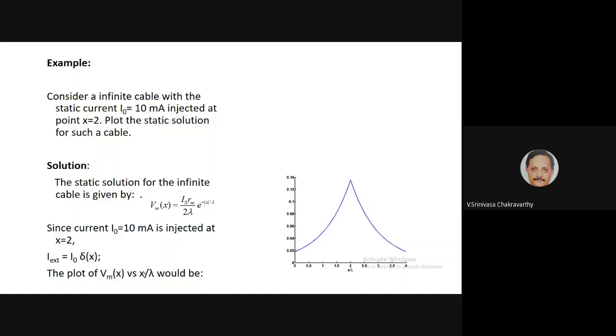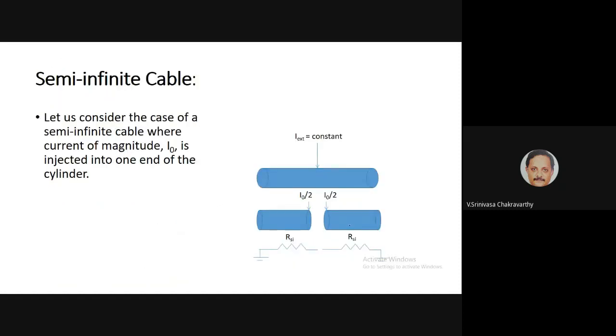Okay, so the plot will be, so this is the formula. You just plug in the values and you get an expression like this. Now, that's the kind of voltage distribution you will see in case of an infinite cable. An infinite cable is obviously not practical, right? Because real cables are finite.